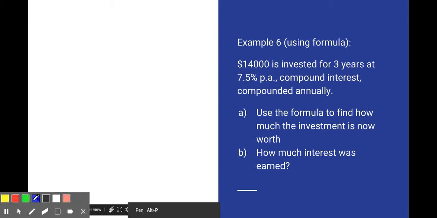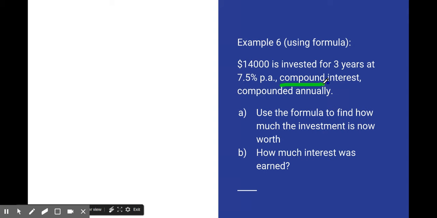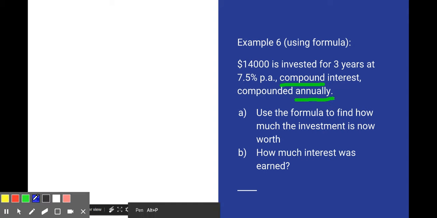So here we go. In example 6, we're going to use the formula. $14,000 is invested for 3 years at 7.5% per annum compound interest compounded annually. So notice once again it has this word compound and also annually. So I'm going to use the compound interest variables.